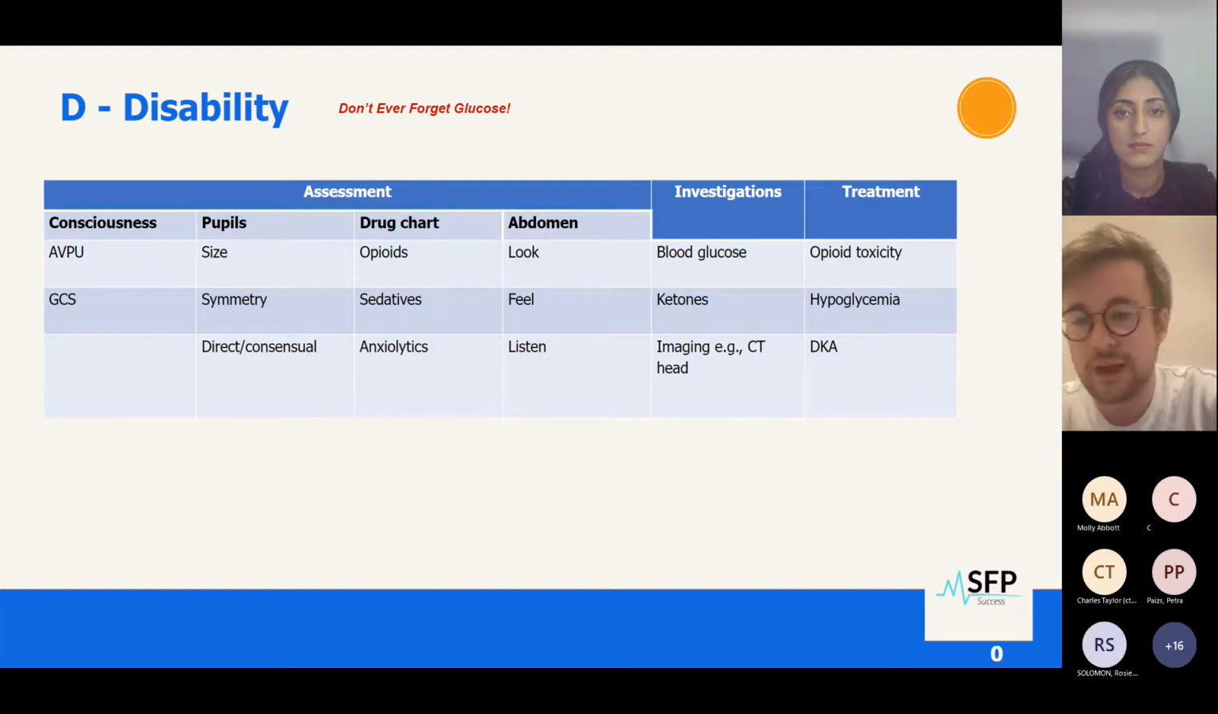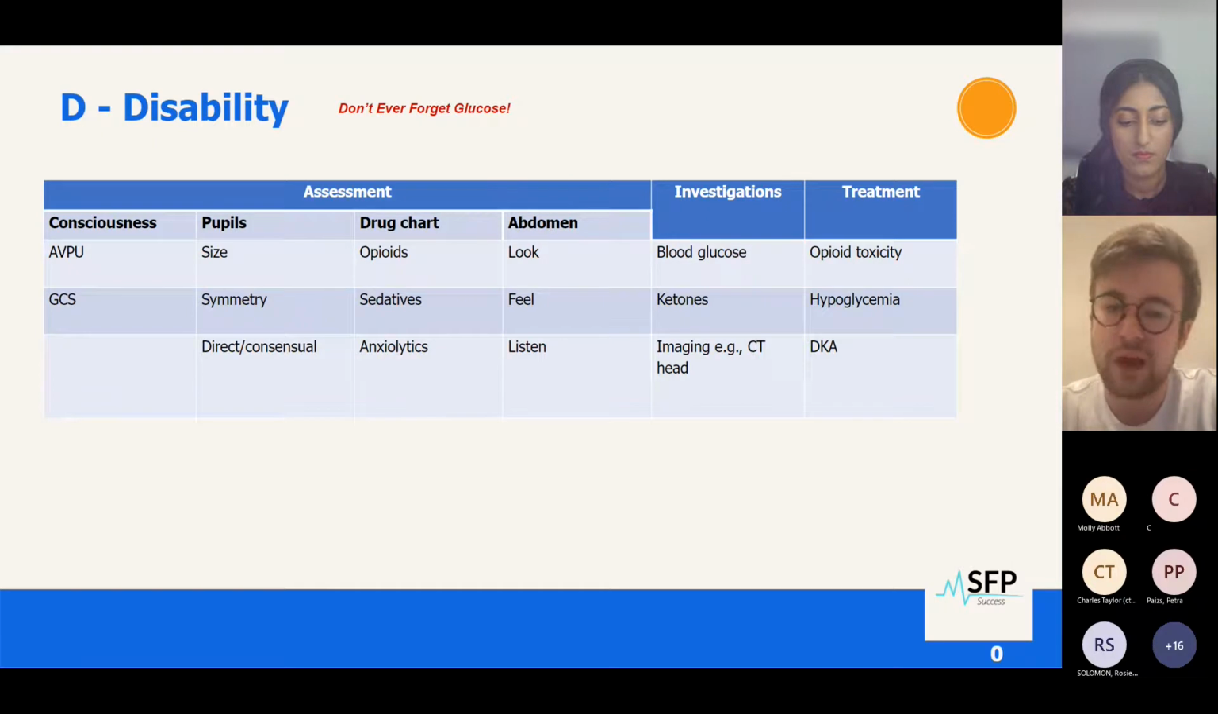And then for further investigations at this point, one of the most important things is doing a blood glucose. Often if you've done a VBG or an ABG, there'll be a blood glucose on there. It's quite important to consider if they've come in a lot more tired than usual and not as responsive. It could just be that they're hypoglycemic, and that can be quite easily fixed. If you're querying DKA, ordering ketones is also quite important.